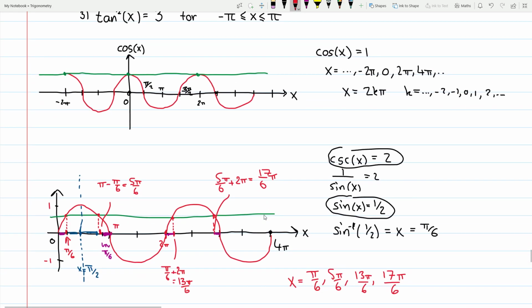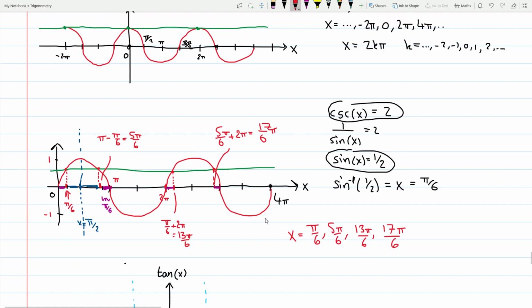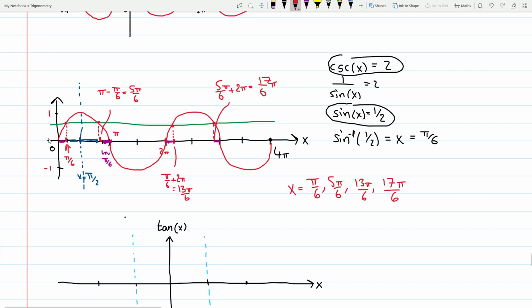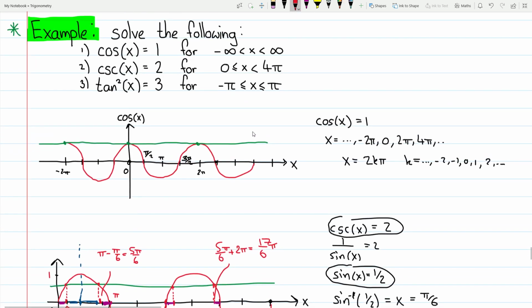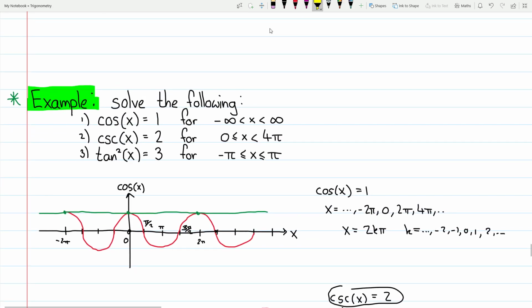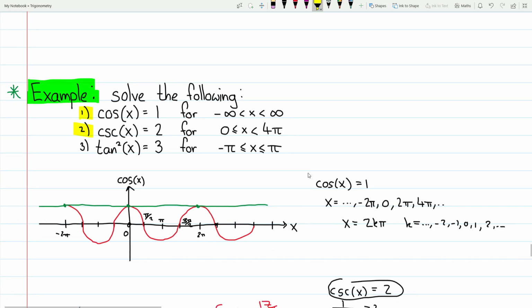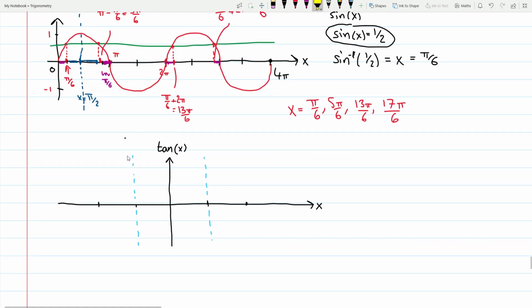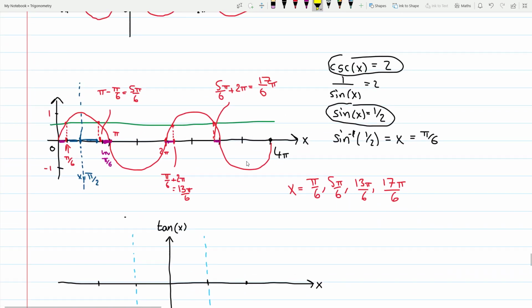So this was quite a complicated example, and I encourage you to go back to the beginning and try and do it yourself without listening to me go through it. But it's an example of where we want to solve this equation, and we can use the graph to find out how many solutions we're looking for. We can use the calculator to find one of them, and then we use the symmetry of the graph to find all the other solutions.